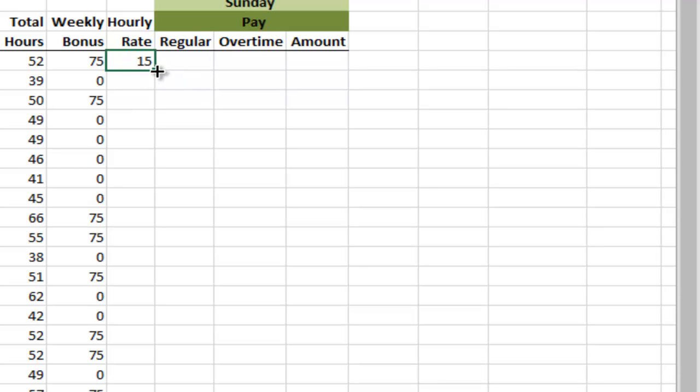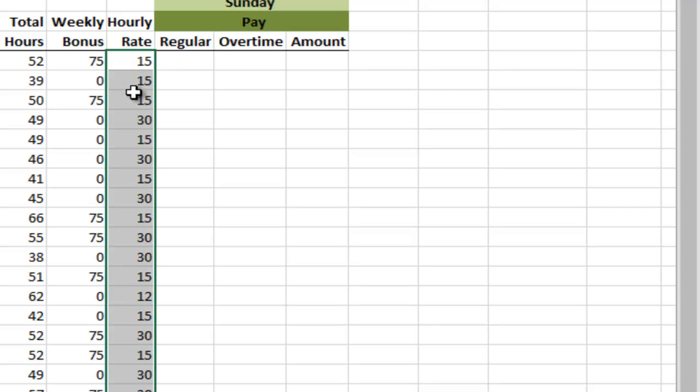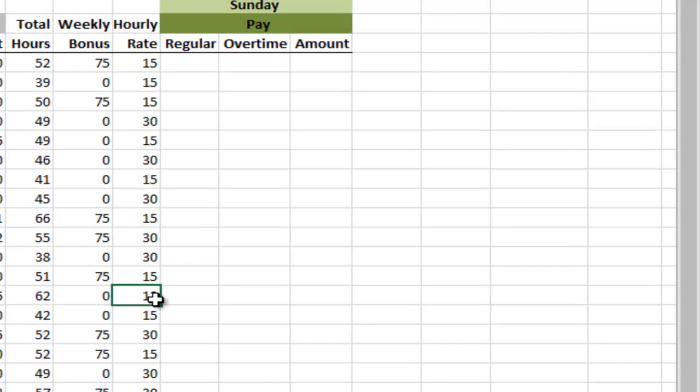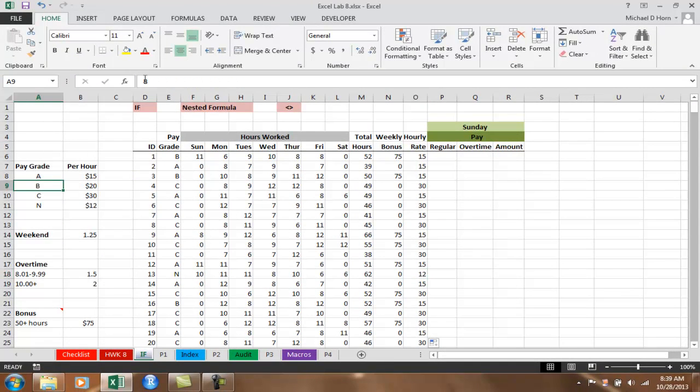And let's just copy this down. Okay, so I see immediately there's a problem here that people in pay grade B are getting A's pay rate, right? That should be 20. Let's check here. C should be 30, that's right. And here's a new person. There's a 12 there, which is what they're supposed to get. Okay. So there's something funny going on here.